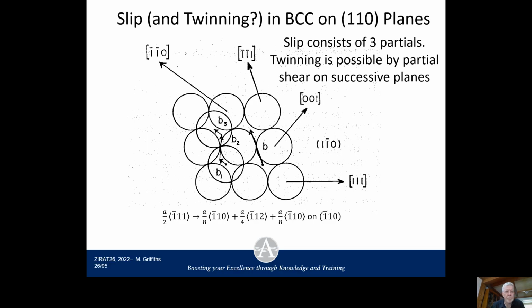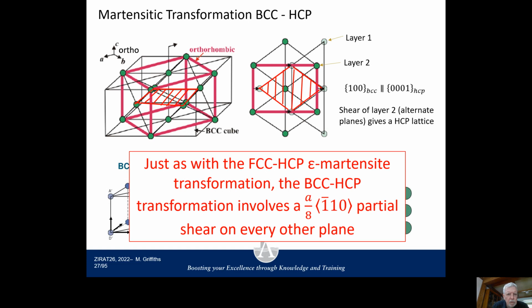Okay, so we're moving to BCC now. Here's the diagram showing the partials that constitute a 111 slip on the 110 plane in a BCC. Now that is fine. There are three possible slip planes in the BCC, as I showed earlier. This is the main one. But what's more important is the Martin-Sittig transformation.